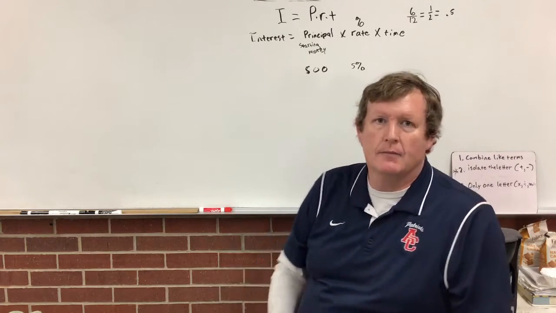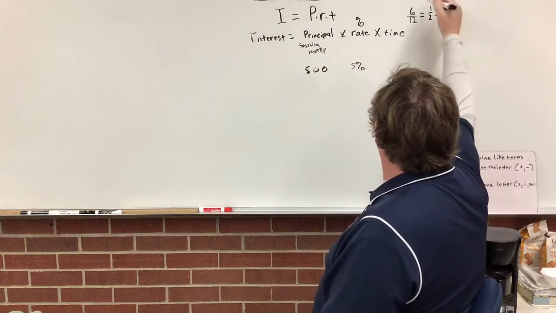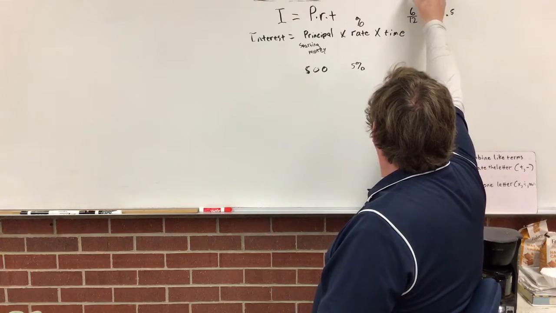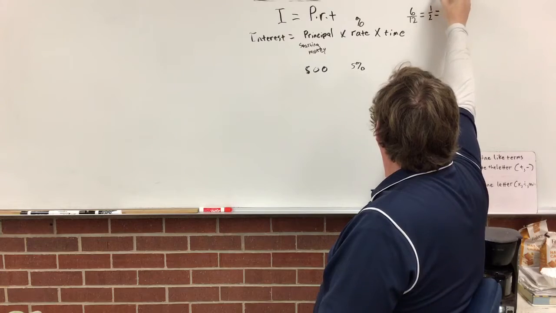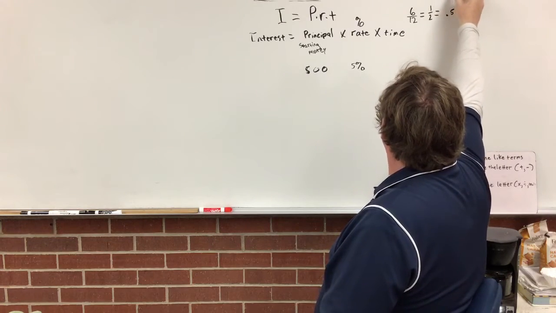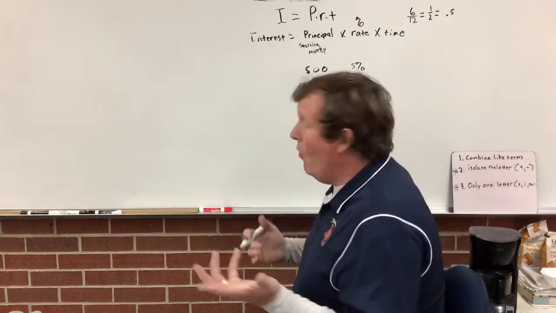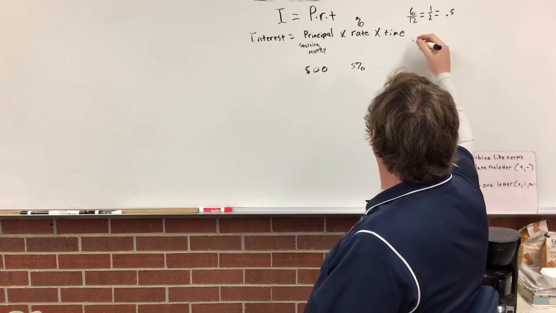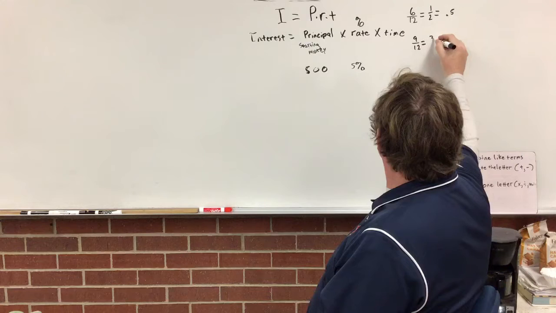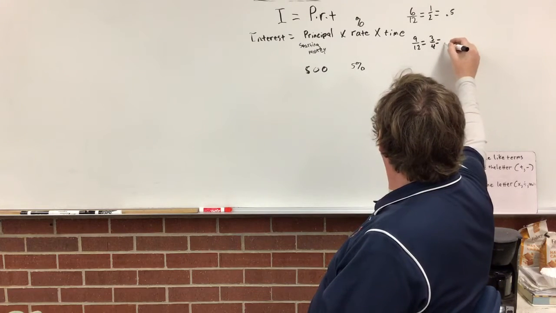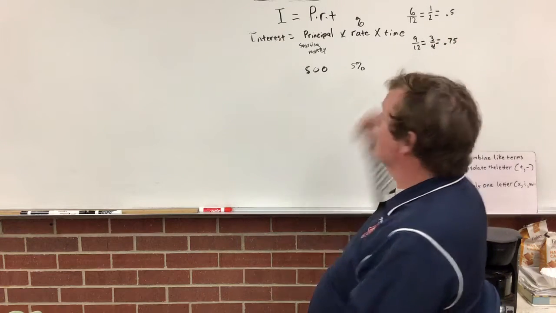So what's 1/4 of a year? That would be 3/12, or 1/4, which is 0.25. Or you could do one that is 9/12. That's 3/4 of a year, and that converts to 0.75.